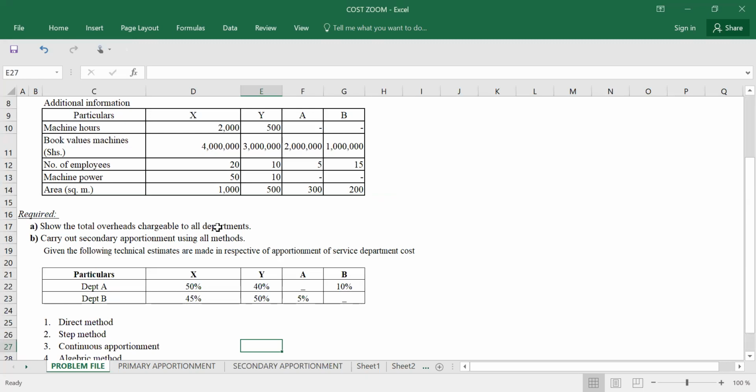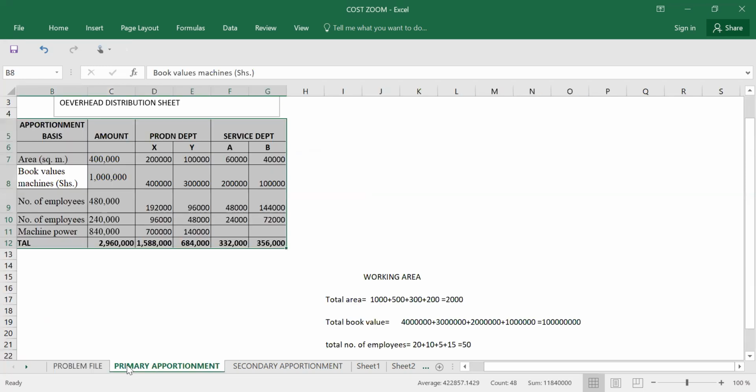So today we basically want to see how we can go ahead to do part B, carrying out secondary apportionment using direct, step, continuous, and algebraic methods. I think we can do one or two, depending on time. Only, I think, to take you through a recap. Last time, this is what we did.